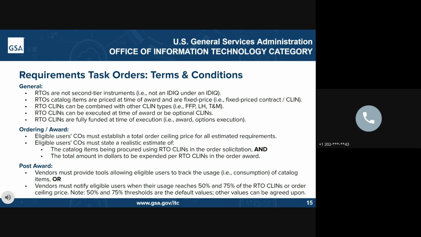Great. That's very helpful. Why don't you talk to us a little bit about some of the benefits of using RTOs? All right, and we'll do that on the next slide. Great.